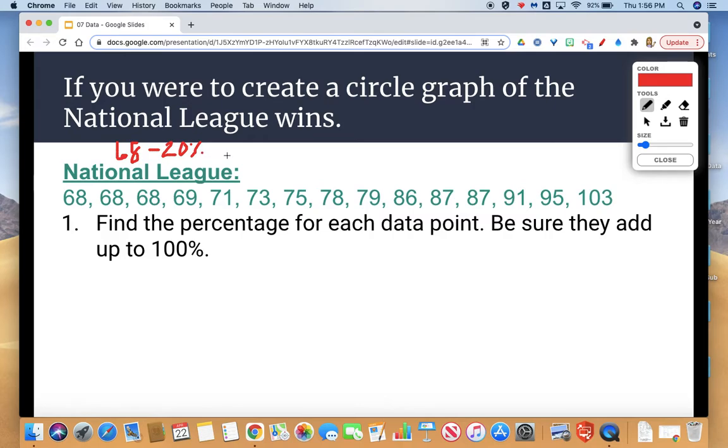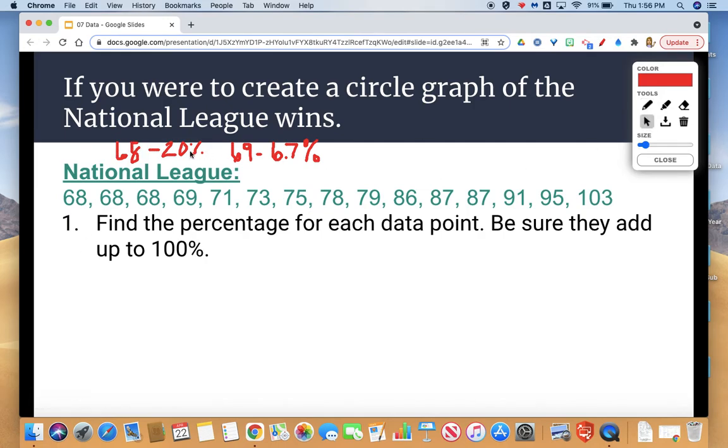Then I take 69, it occurs 1 time, so I'm going to take 1, divide that by 15, I get 0.0666 repeating. If I times that by 100, my 69 occurs about 6.7%. And the thing that you really want to be careful of here as you're finding your different percentages is you really want to make sure your percents total 100. So you want to be aware of that as you're moving forward, making sure those totals all equal 100.